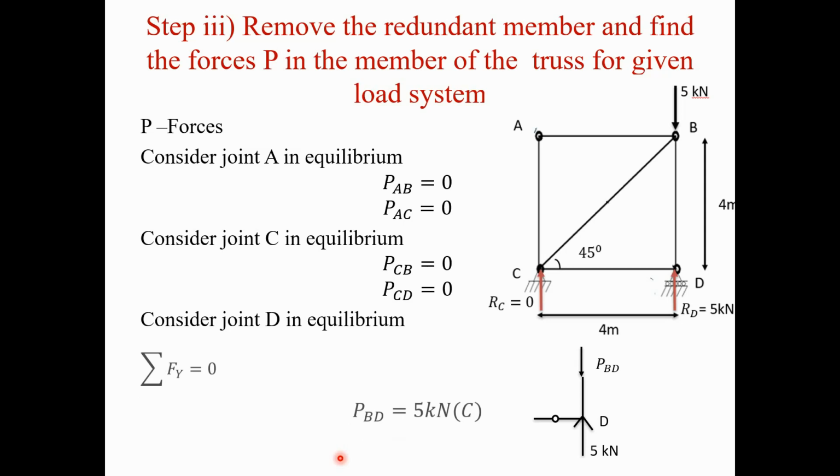We assume it is compression in nature, and PCD is already 0, so it is shown as 0 force in the FBD. When we apply the condition of equilibrium, summation of Fy is equal to 0, then 5 kilonewton is acting in the upward direction, so plus 5 minus PBD is equal to 0. So PBD is equal to 5 kilonewton. The nature of PBD is compression, because we assumed compression and got a positive sign, so the nature is correct. PBD is 5 kilonewton compression.